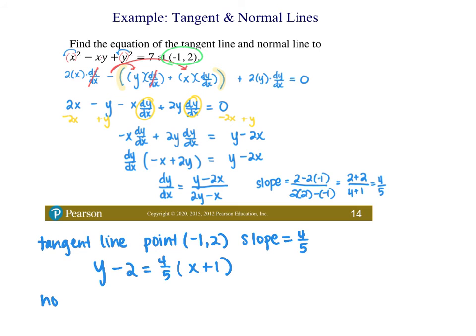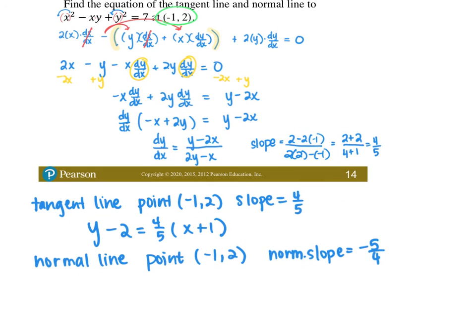And then I also want you to find the normal line. And so the point is still the same. The point is still negative 1, 2. But the normal slope has now changed to negative 5/4. And so my normal line is y minus 2 equals negative 5 over 4, times x plus 1.